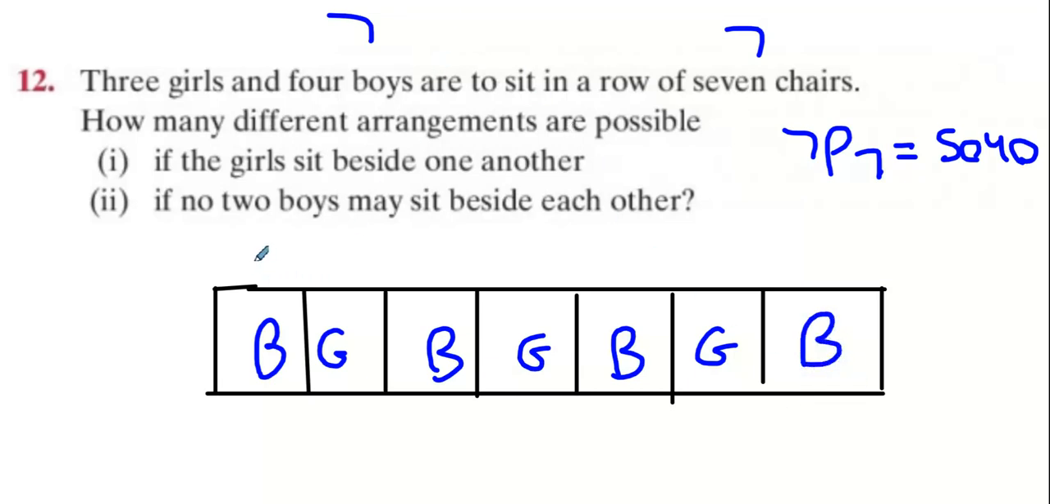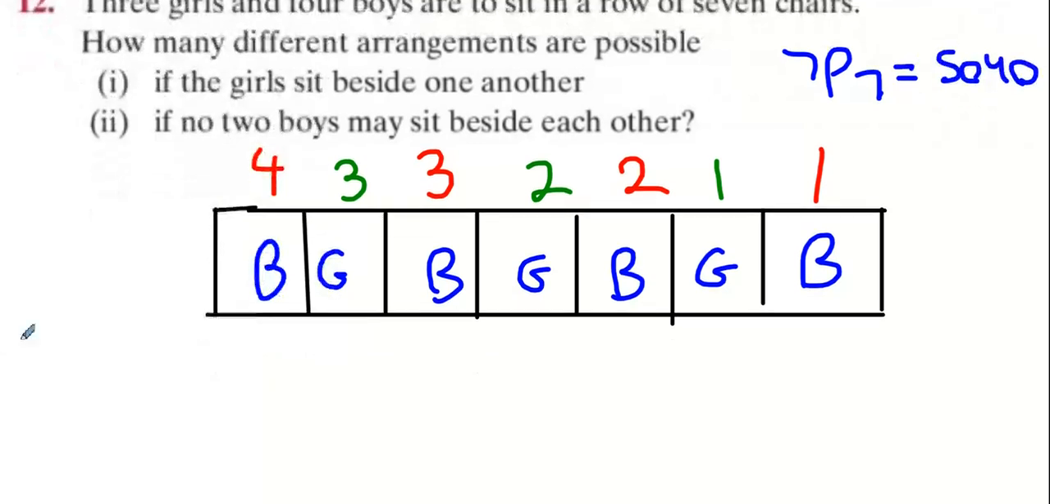How many boys can I choose from? 4. I choose one of them. How many for the next slot? Choose one of them. How many left? 2. And then 1. How many girls? 3. 2. 1. Okay.